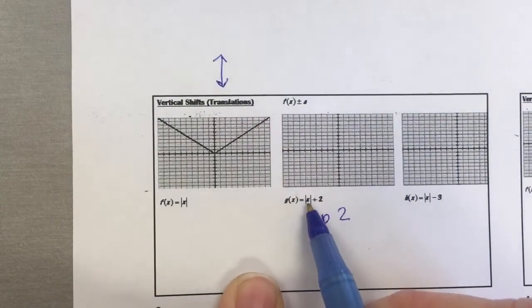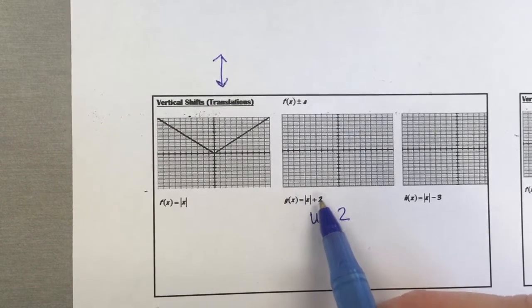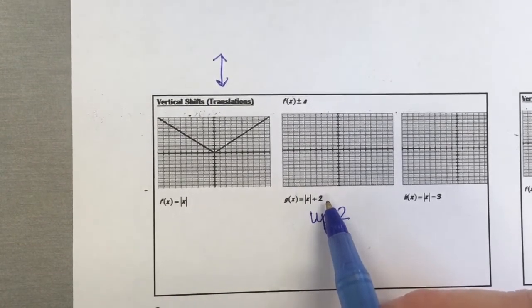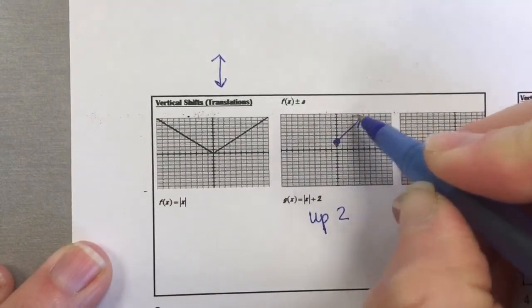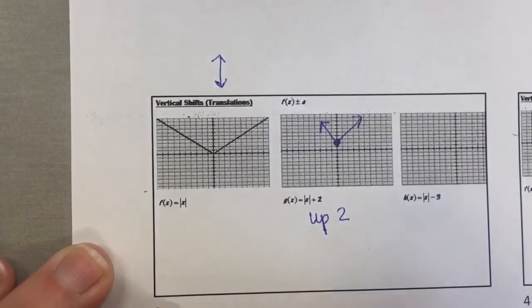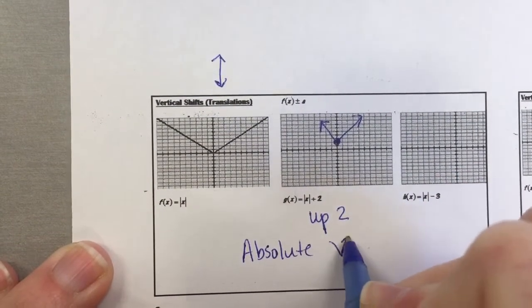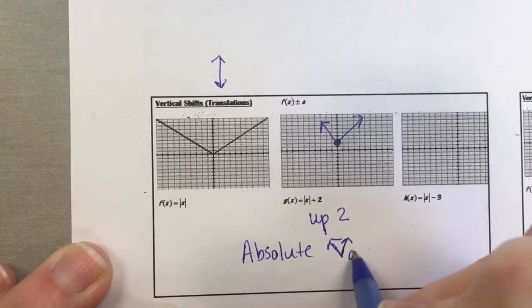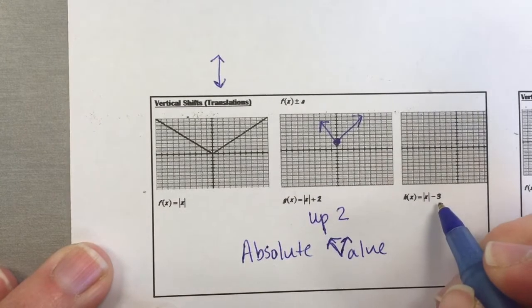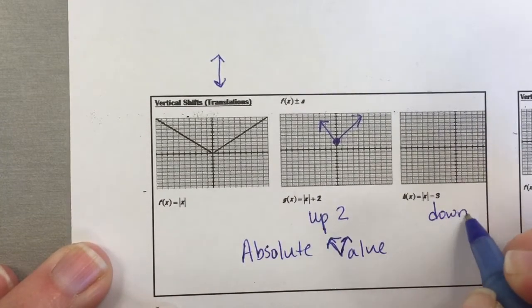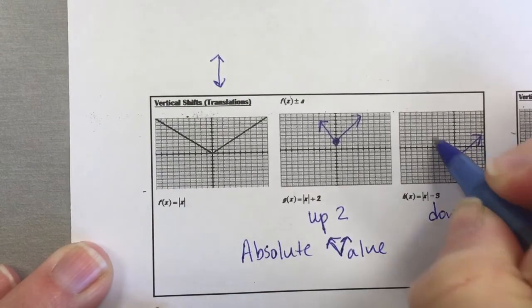So if you're inside the absolute value, inside the parentheses, it moves left or right. If you're outside, it moves it up or down. So this moves it up 2, and then you draw your v, right? The way I remember that absolute value makes a v is because it has a v in its name, right? Value is a v. Here you have minus 3 on the outside, so that moves it down 3. So you go down 3, and you draw your v.